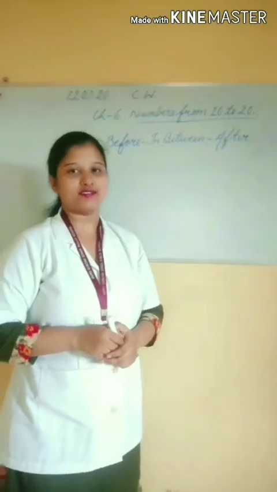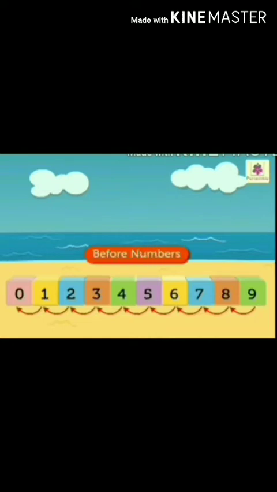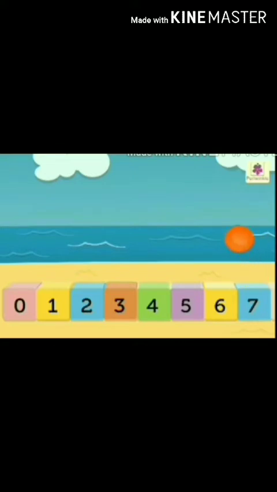So come, let's understand. Let's see, what do you mean by before numbers? When we count backwards from a given number, we get the numbers before. Let's count backward the number from 7: 6, 5, 4, 3, 2, 1, 0. All these are numbers before 7.